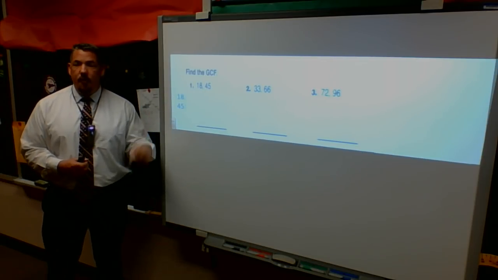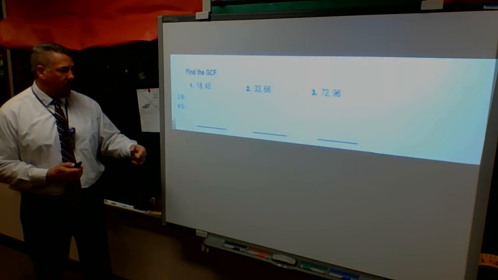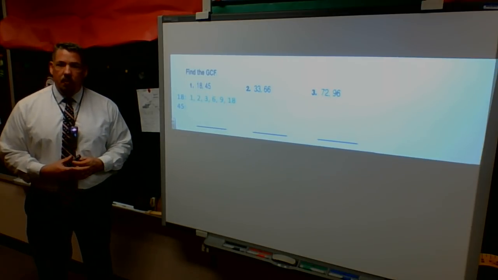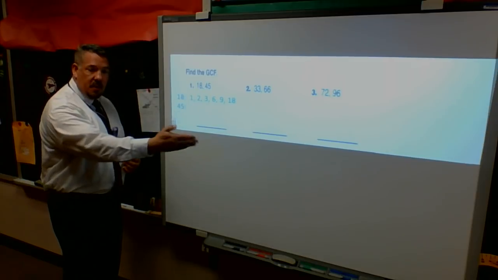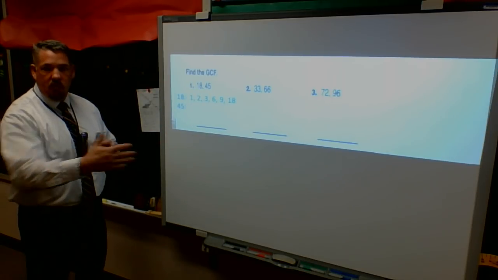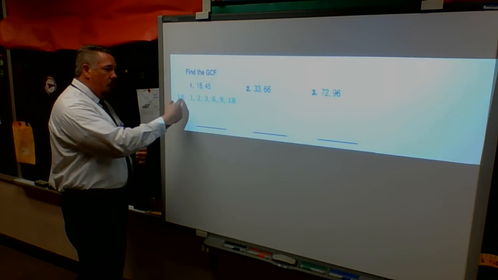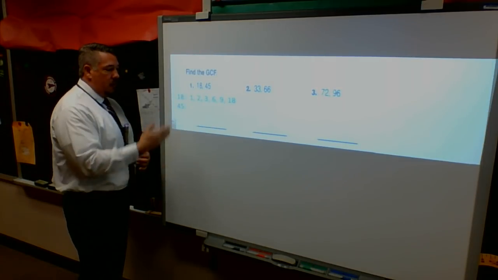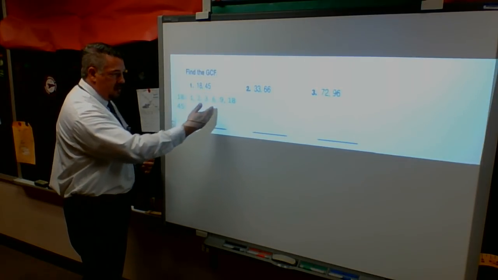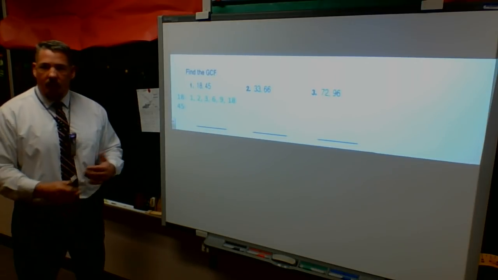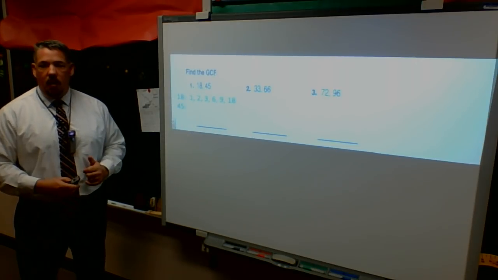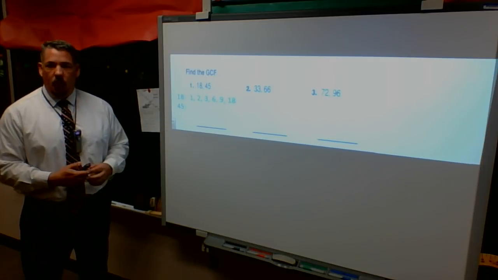Now I have to find all of the factors for 18. And so I go through my multiplication problems. 1 and 18, that's my beginning and end always going to be. And then I go through anything that will go into it. Does 2? Yes, 2 times 9. Does 3? Yes, 3 times 6. 4? No. 5? No. 6? It's already up there.